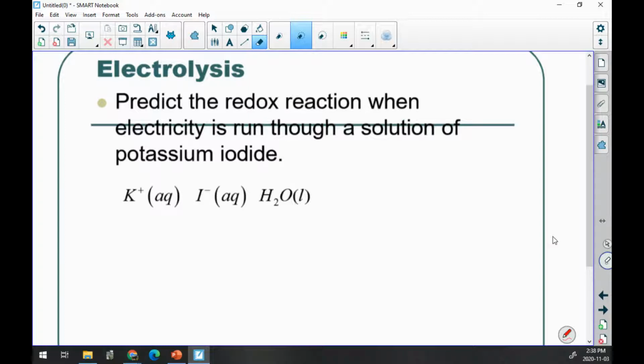Okay, we have a solution of potassium iodide, and we're going to run electricity through it. What's the reaction that has to take place? Well, that is an OA, that is an RA, that is an OA, and an RA. Please tell me which one is the strongest oxidizing agent and the strongest reducing agent out of those four options.